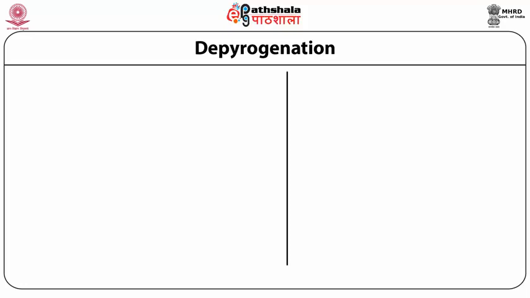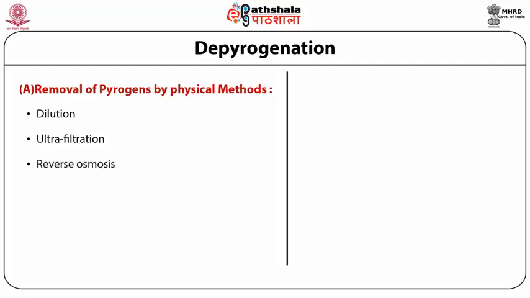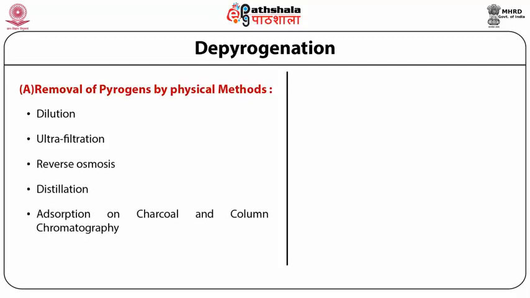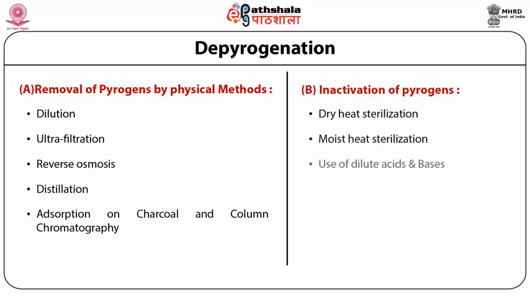Depyrogenation. There are certain methods for how to remove the pyrogens. The first one is the removal of pyrogens by physical methods. This comprises dilution, ultrafiltration, reverse osmosis, distillation, adsorption on charcoal or column chromatography. Second method is inactivation of the pyrogens. It comprises dry heat sterilization, moist heat sterilization, use of dilute acids and bases, and oxidation and alkylation.